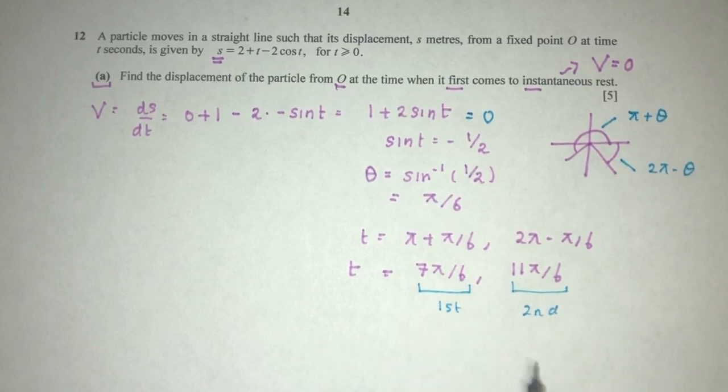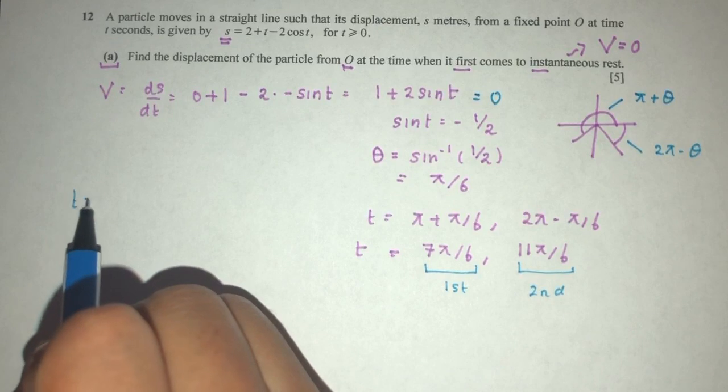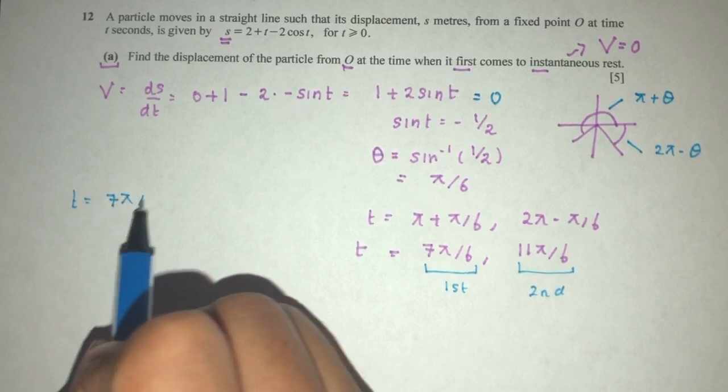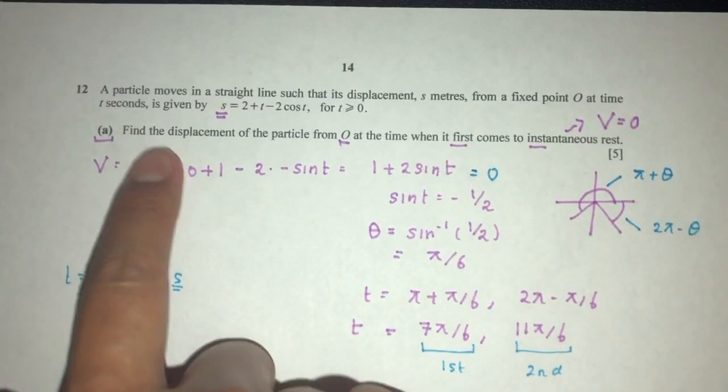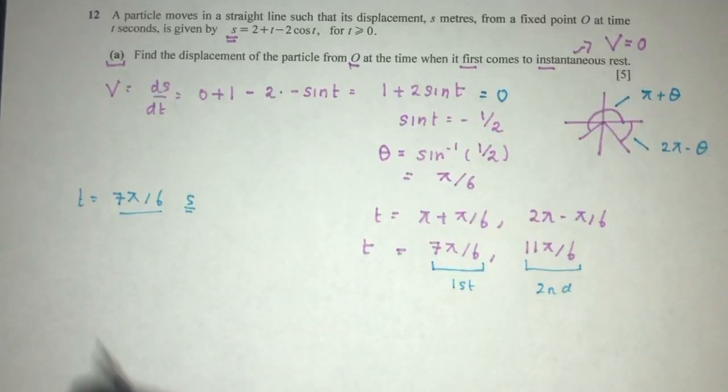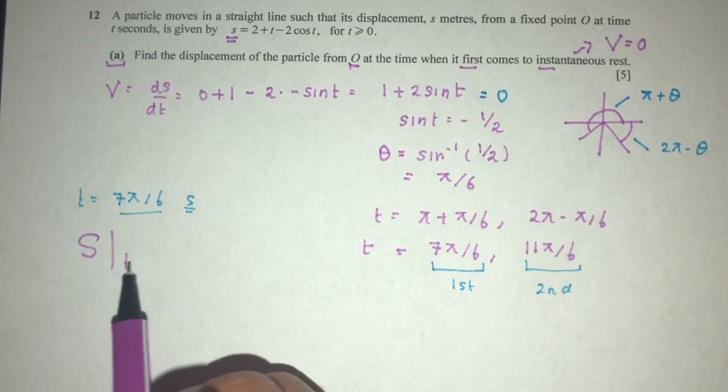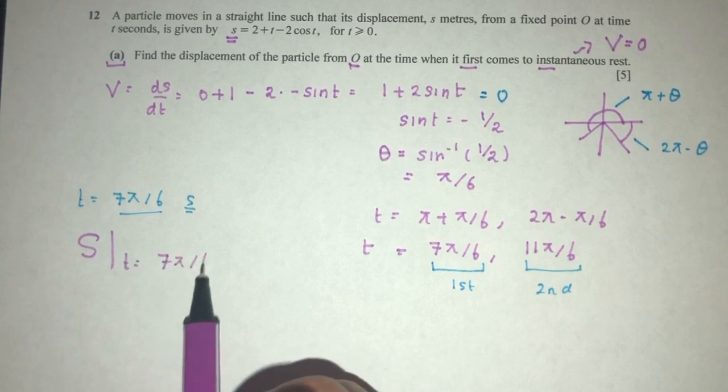So we have the first time. It comes to rest when t is equal to 7 pi over 6. That's the time we are looking at. Now we want to find the displacement when this happens. So find the value of s when t is equal to 7 pi over 6.